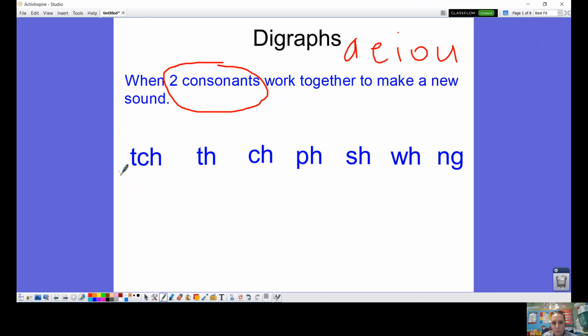You might also see a trigraph, which has 3 letters, but the TCH also still makes one new sound. Okay? So TCH, ch. The TH, th. The CH, ch. The PH sounds like an F. The SH, sh. The WH, and the NG, ng. Okay?